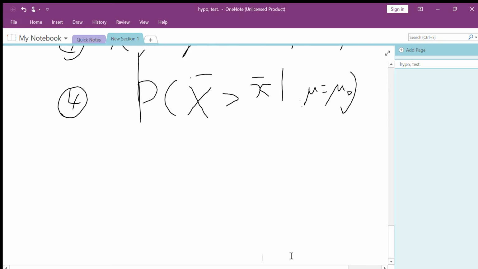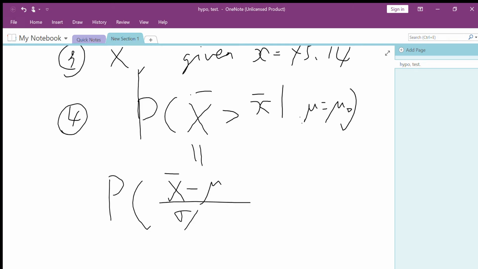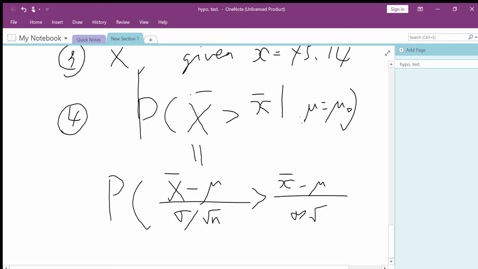So this probability is straightforward to compute with the help of standard normal transformation, which means if we transform capital X bar minus mu divided by sigma divided by square root of n greater than small x bar minus mu divided by sigma divided by square root of n, mu 0, because we have given mu equals mu 0.